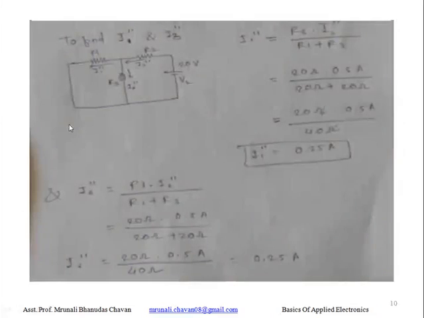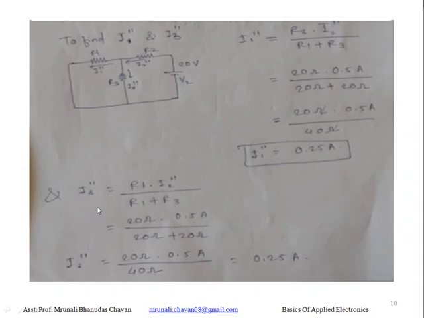Now to find out I1 double dash and I3 double dash, the circuit will be like this, and using the current division rule for two parallel resistances we can calculate the current I1 double dash and I3 double dash. For I1 double dash we can write the equation as opposite branch resistor R3 into circuit current I2 double dash divided by the sum of the two resistors R1 plus R3. Put the values here and you will get I1 double dash as 0.25 ampere.